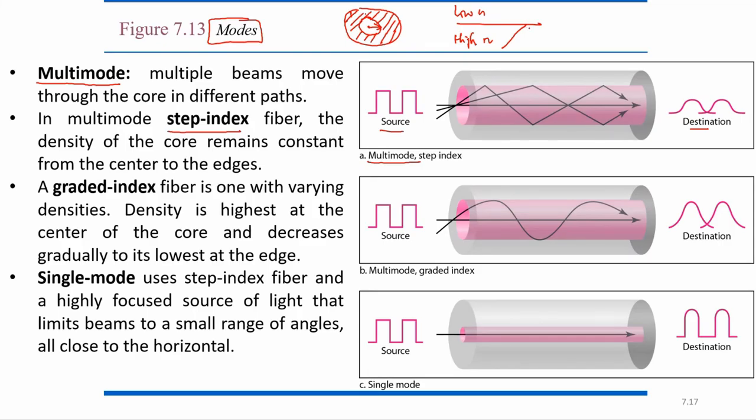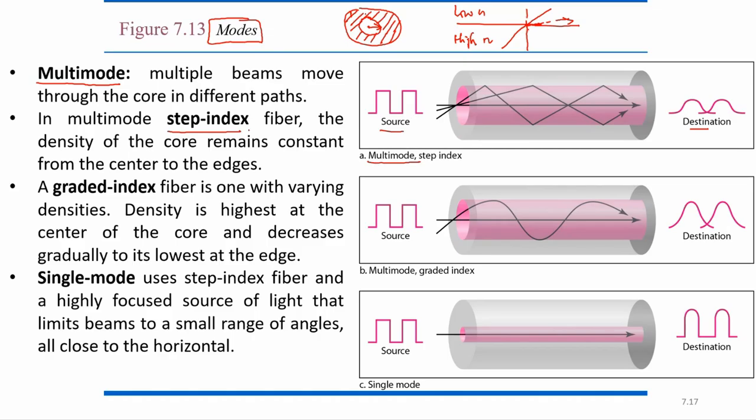So if there is a high and this is low, at this point there will be a change in the direction of the light. It will not be going straight. There will be a change in direction. This change will be taking place when there is a change in density of the material.